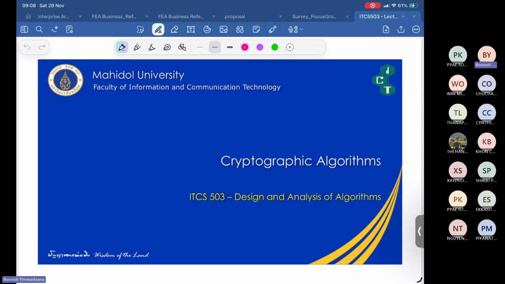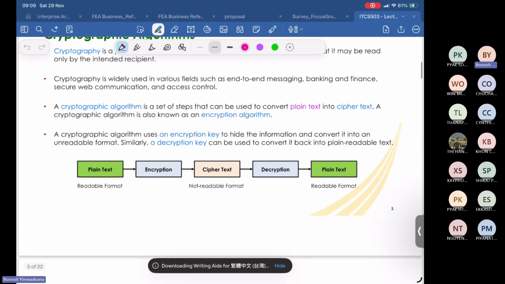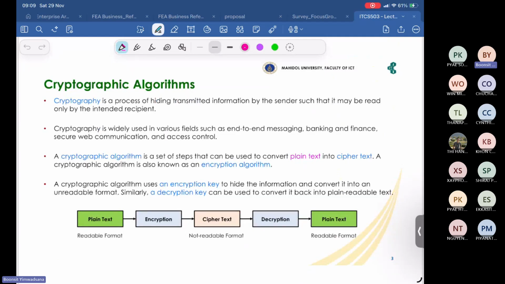Okay, so let's start with this lecture. In this lecture, we will continue from the last time. We talk about cryptographic algorithms, and last time I explained what a cryptographic algorithm is. A cryptographic algorithm is an algorithm that transforms a plain text into a ciphertext. The cryptographic algorithm basically provides a process called encryption.